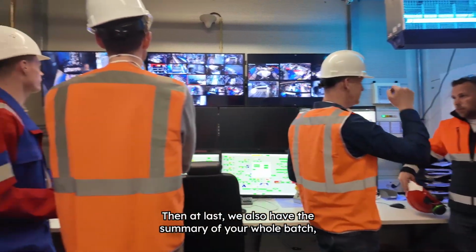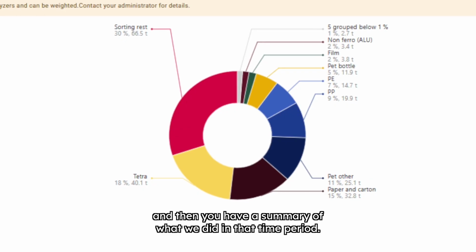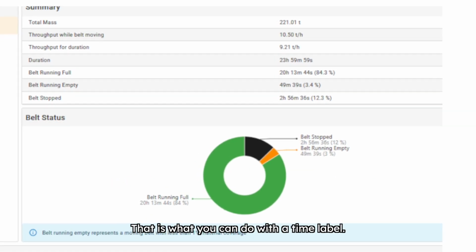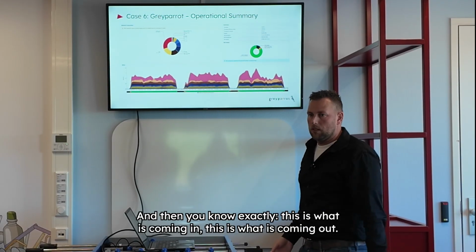Then at last, we also have the summary of your whole batch. Then you have a summary of what we did in that time period. And that is what you can do with a time label. Then you know exactly this is coming in, this is coming out.